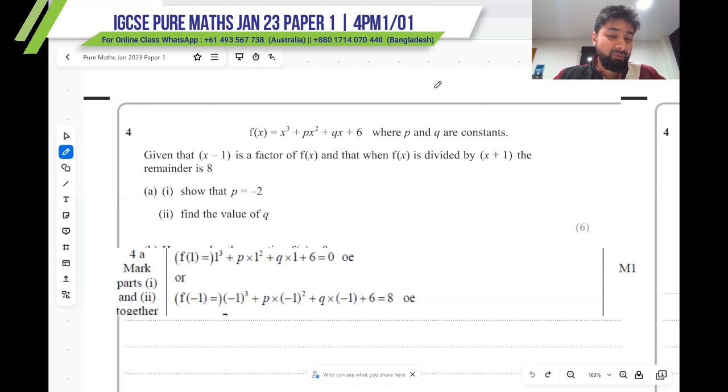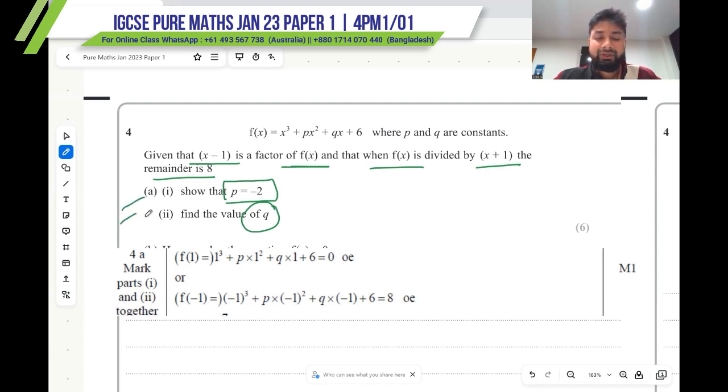All right, in question 4, we can see an equation for f(x). Over here, p and q are unknown. So it says, given that x minus 1 is a factor of f(x), and that when f(x) is divided by x plus 1, the remainder is 8. Show that p equals minus 2 and find the value of q.